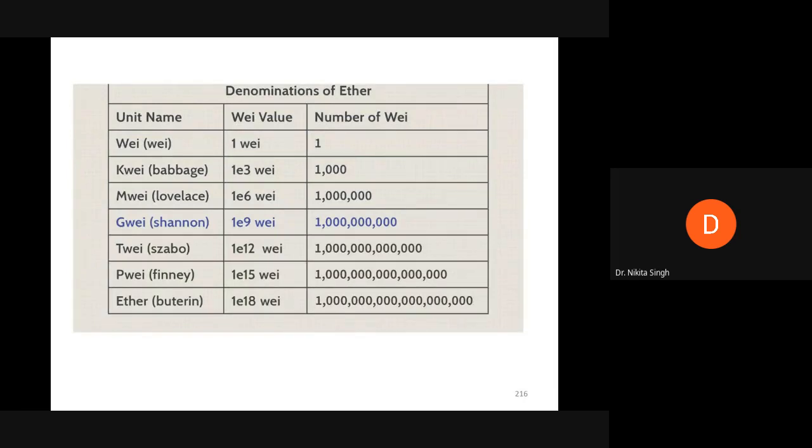It is not just used for transferring some amount from one account to another. It is also used for the execution of smart contracts. It is also used for running the network. How is Ether used to run a network? Let us see that.